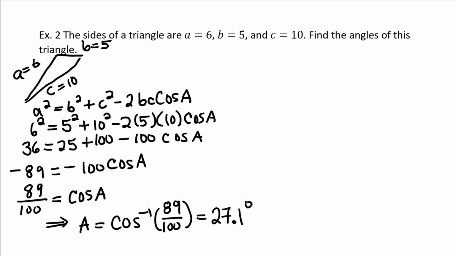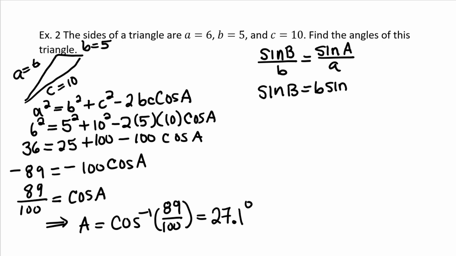We used the law of cosines. Now we're going to use the law of sines to solve for another angle. For fun, let's pick sine B. So now, using the law of sines, we'll do sine of B is to B as sine of A is to A, because that's where we found the other angle. Solving for sine of B, we have sine of B is equal to B times the sine of A divided by A.